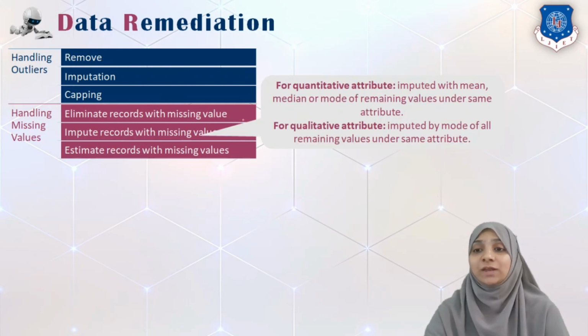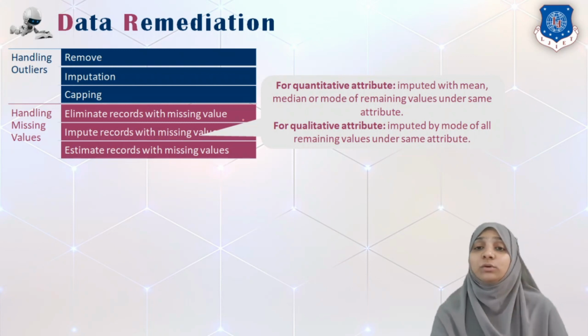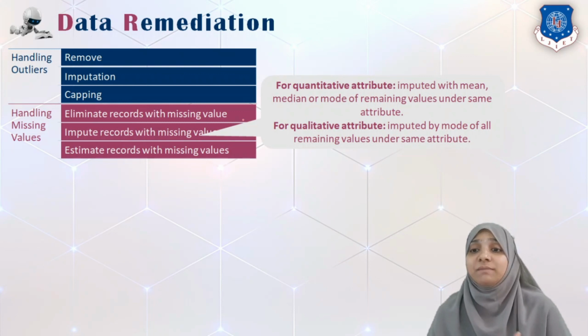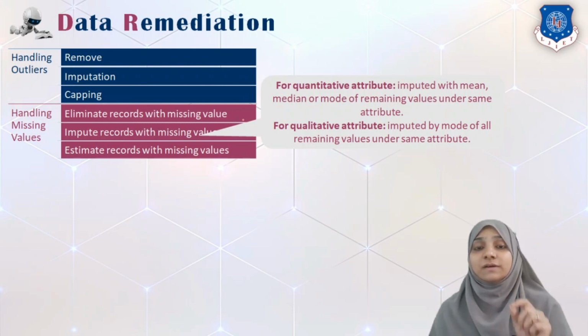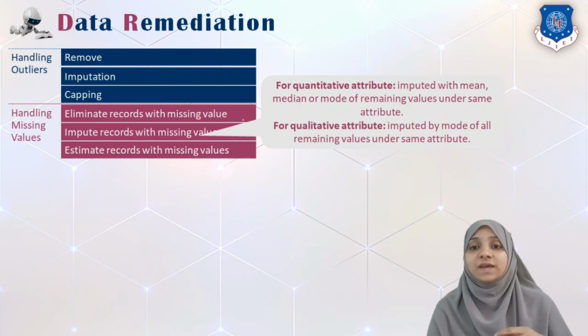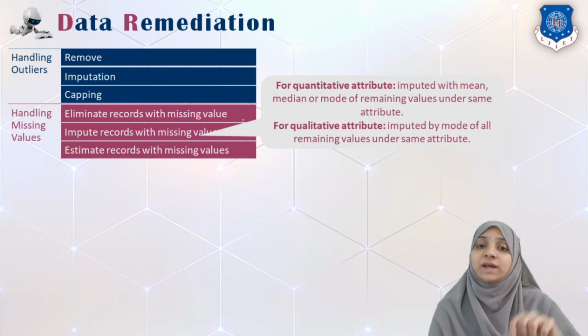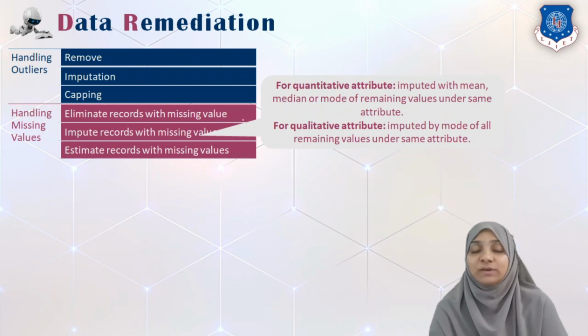Imputing records with missing values: we can impute missing values in a quantitative attribute as well as a qualitative attribute. Inside a quantitative attribute, we calculate the mean, median or mode, whichever is suitable, of the remaining values under the same attribute. Say, for example, age is missing, so I will calculate the mean, median or mode of age of the complete data set and write down this value everywhere the age is missing. If acceleration value is missing, I will take the mean, median or mode of the acceleration attribute and substitute its value wherever the value is missing.